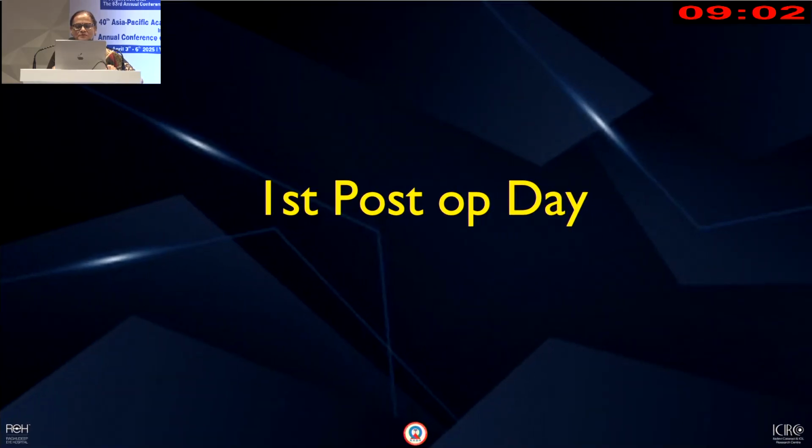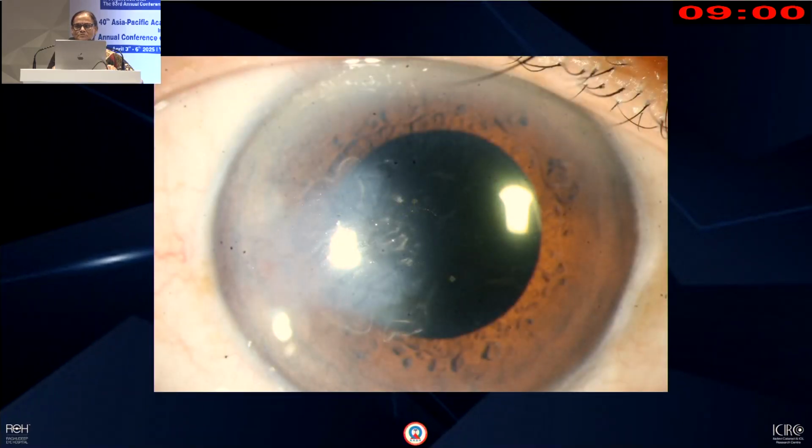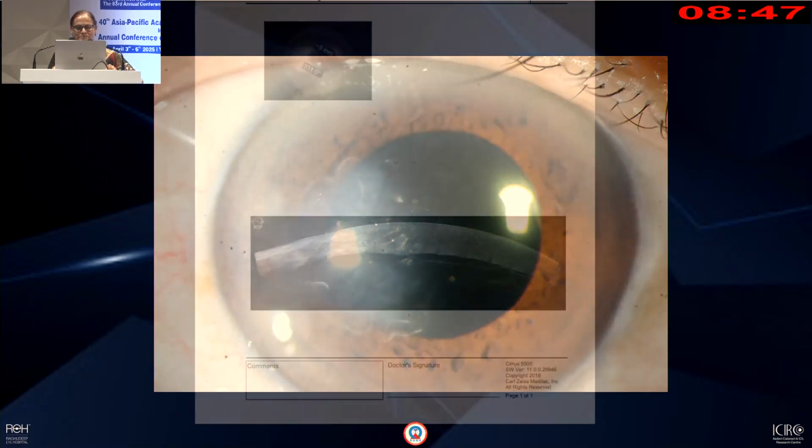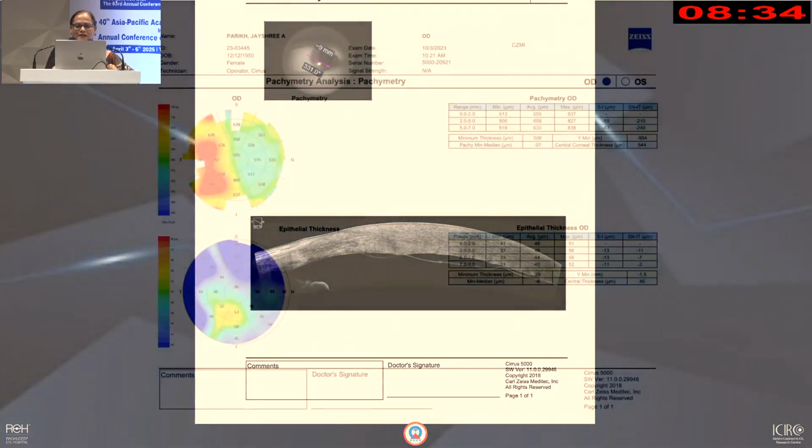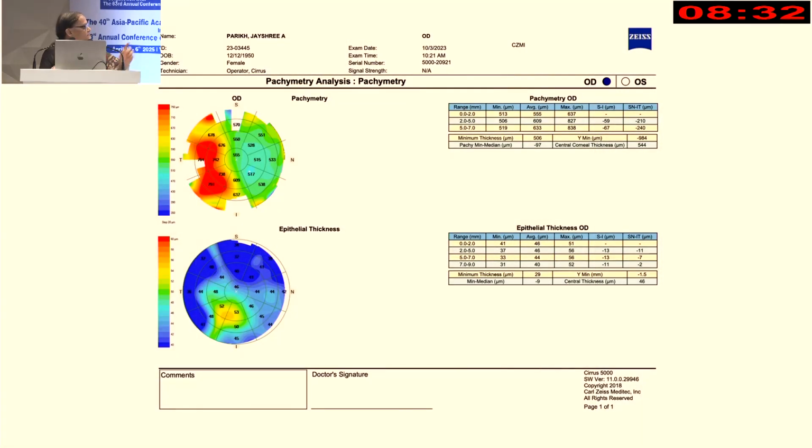But on the first post-op day, this is the picture. The whole of the temporal side near the incision, you can see the Descemet's folds, and nearly one-third to half of the cornea is edematous. The patient is very unhappy and the surgeon is shocked. What happened? So we do an AS-OCT to find out that there is a wonderfully large Descemet's detachment at the incision site. But if you see the central cornea, the central cornea is still reasonably all right. It's 556.